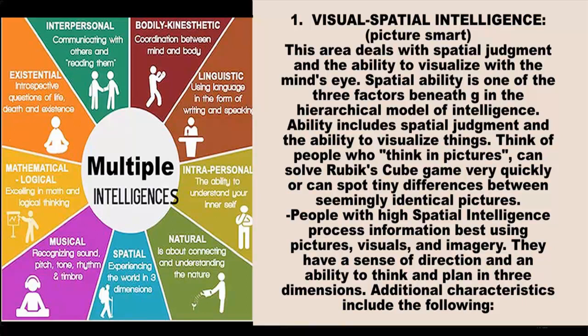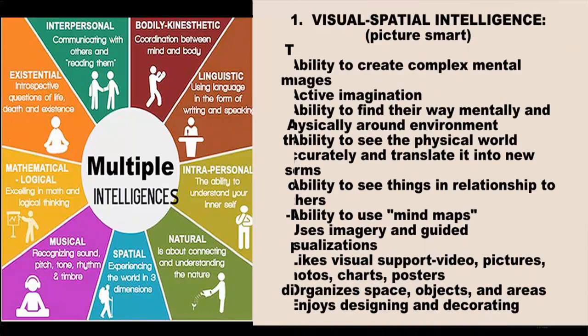Additional characteristics include the following: the ability to create complex mental images, active imagination, the ability to find their way mentally and physically around an environment, the ability to see the physical world accurately and translate it into new forms, the ability to see things in relationship to others, the ability to use mind maps.